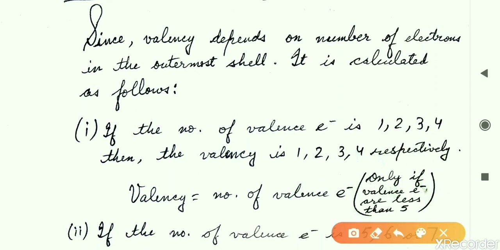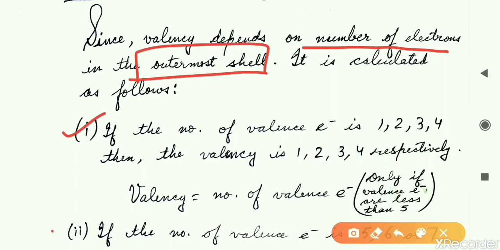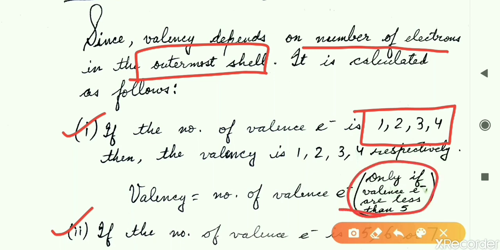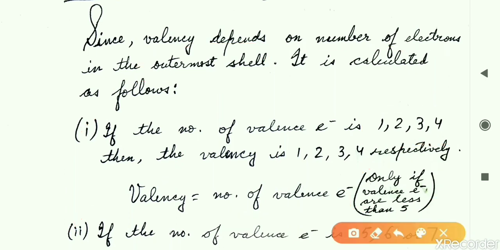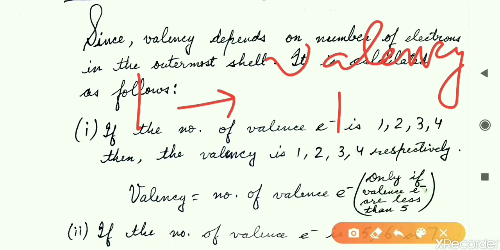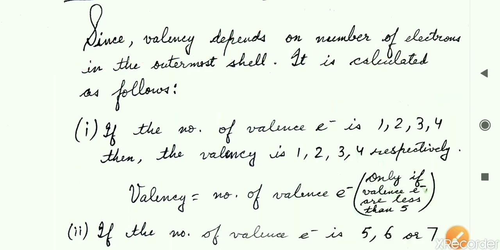As I told you here, the valency depends on the number of electrons in the outermost shell. It can be calculated by two methods. If the number of valence electrons is 1, 2, 3 or 4, that is, less than 5, then whatever the number of valence electrons is, it will be equal to the valency. If the number of valence electrons is 1, then valency is also 1. If the valence electrons are 2, then valency is 2, and so on.